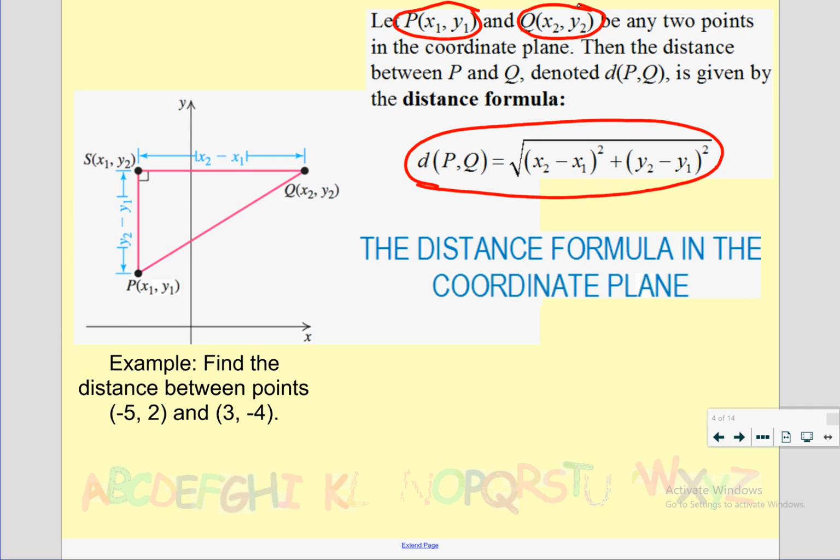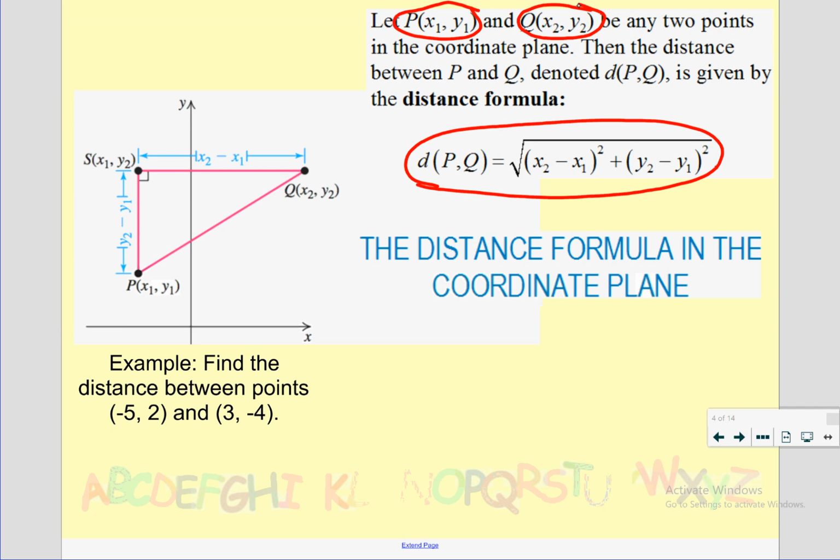On the left is a little picture of where this formula comes from. P and Q are the diagonal in this picture. If I want to find that distance, doesn't this just look like the hypotenuse of a right triangle? And if we want to find the length of a right triangle, our hypotenuse, isn't that just, remember what theorem it is? Starts with P. Pythagorean theorem.